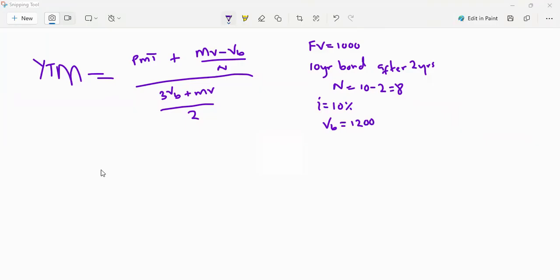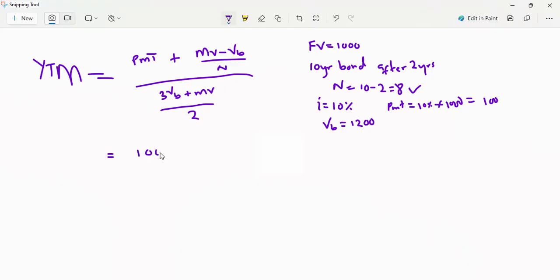So here we have a 10-year bond issued after 2 years. So the period of time we're going to look at is 8 years. So the face value is 1,000. And the coupon interest is 10%. So 10% of 1,000 will give you the coupon payment, which is 100, right? Are we following? So 100. So the payment here, we're going to put 100.